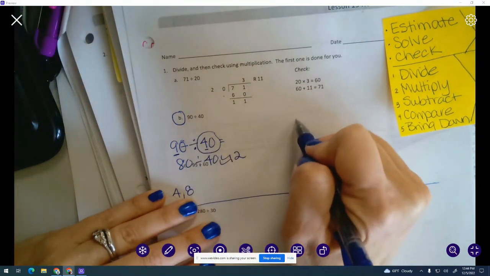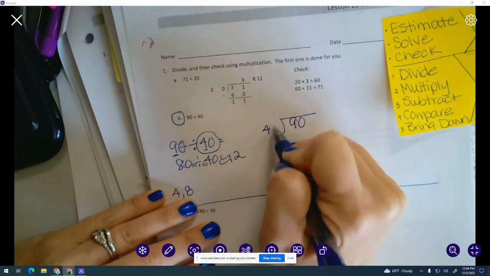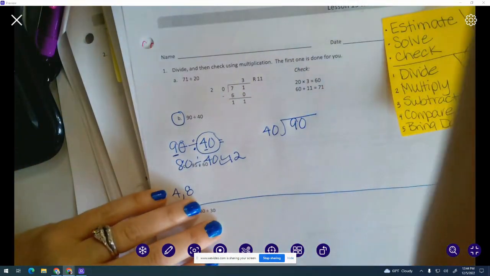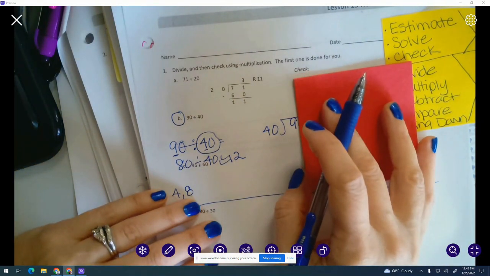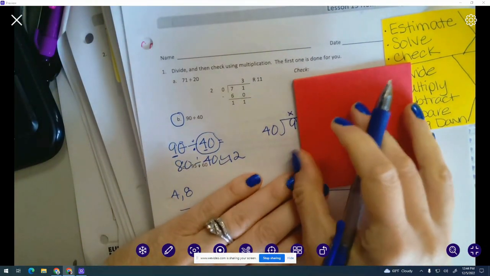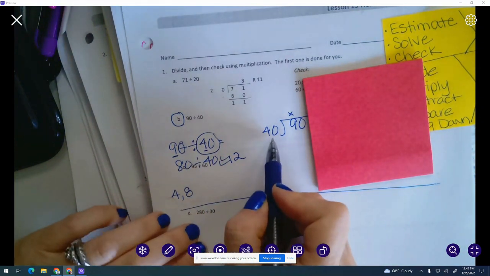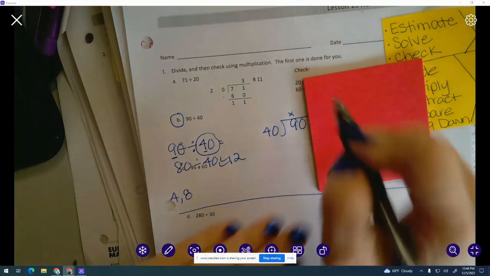So it is 90 divided by 40. And when we look here, 9 cannot be divided by 40. It's not large enough. So now I'm going to look at 90. Can I take 40 out of 90? How many repeated subtractions can I make?